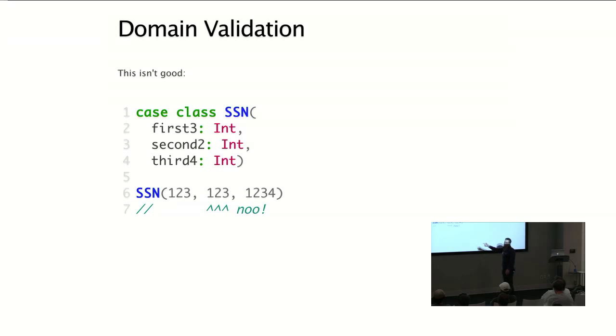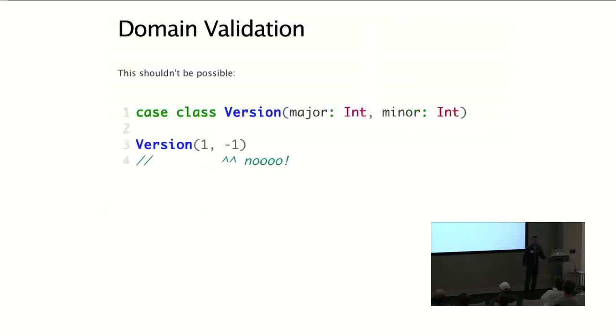But how do I say I want the second one to have 2 digits as a type? I can't do this, right? Oops, what are you going to do? You don't want an input like that. And we have all these strategies to deal with it, and I'm going to try and show you one that Scalaz provides.